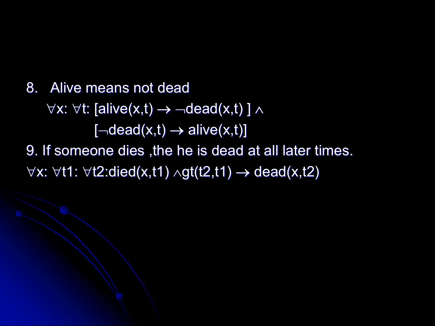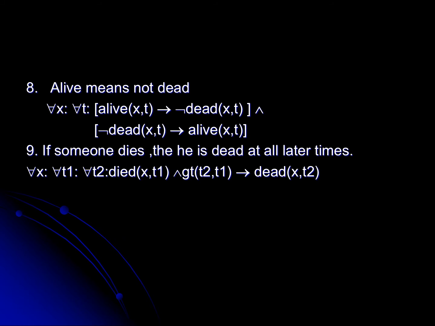Next statement: alive means not dead. For every x, for every t, here x represents a person, t represents a time. If x is alive at time t, that implies x is not dead at time t. And if x is not dead at time t, that implies x is alive at time t. So alive means not dead. That concept is represented using two WFFs connected by the AND connector.